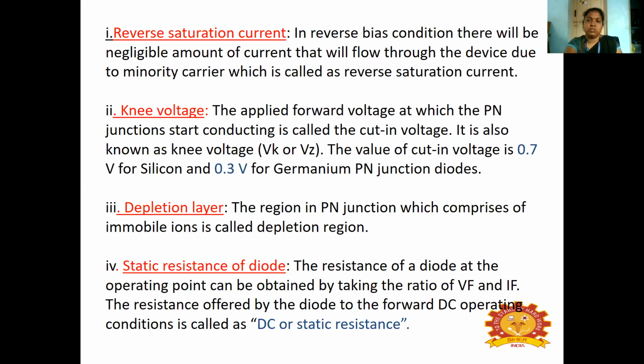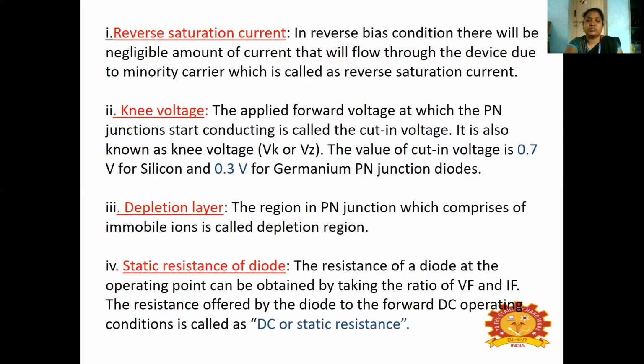Next, the depletion layer. The region in the PN junction diode which comprises immobile ions is called the depletion region. Immobile ions in the sense that there are no free charge carriers. The depletion region is formed in both the forward and the reverse bias.